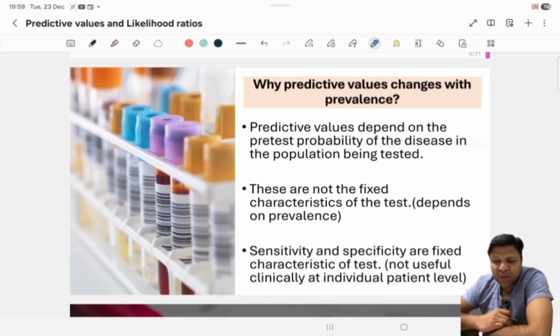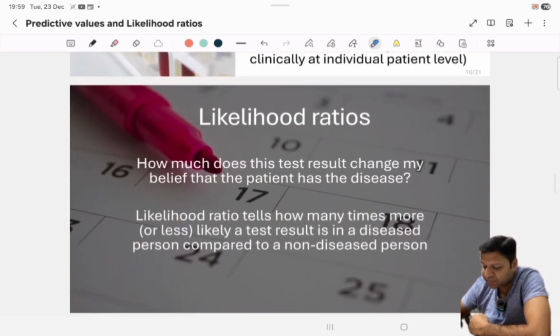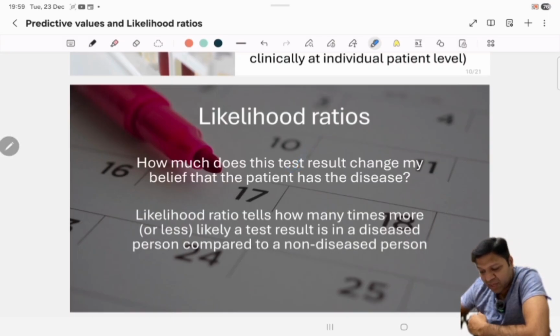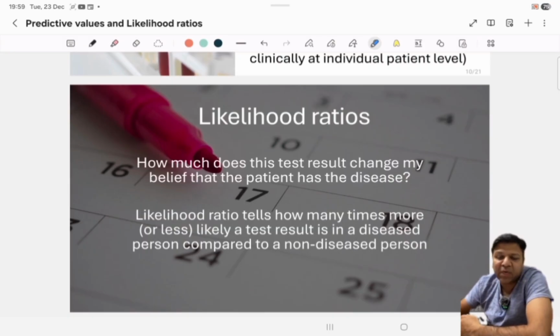So what should we do? What should we do with all this data, all this discussion, if it is not relevant clinically? Here come in the likelihood ratios. So what are likelihood ratios? How much does the result of a particular test you conduct change the clinician's belief that this patient has the disease? So that is the likelihood ratio. Likelihood ratio is how much a positive test changes the belief of the clinician that this patient has a disease or does not have a disease.